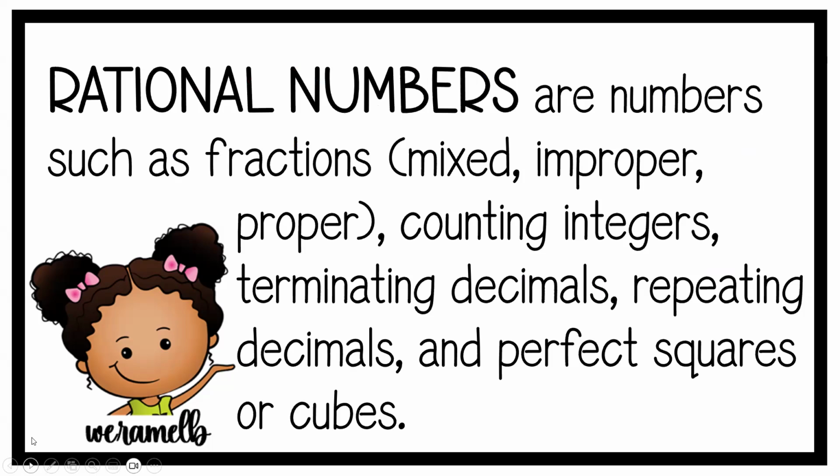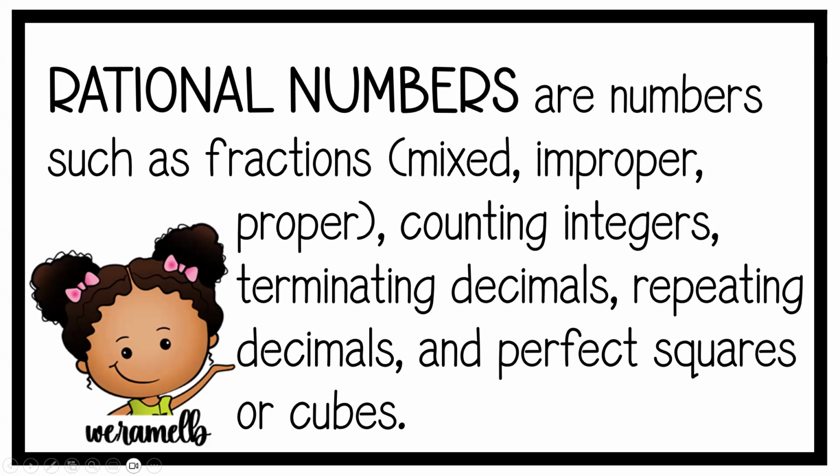Okay, so what are rational numbers? Rational numbers are fractions, which could be a mixed number, improper fraction, or proper fraction. They could be counting numbers, integers, or decimal numbers, which should be terminating or repeating. We will determine what terminating and repeating mean later, and we will also include perfect squares and cubes as rational numbers.